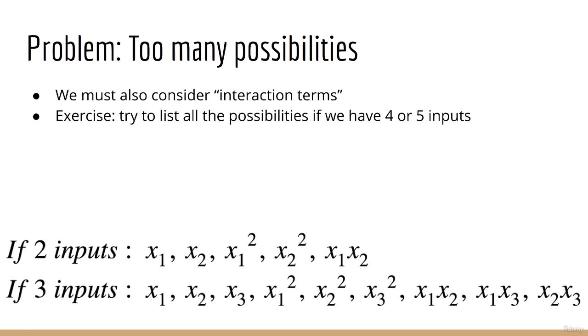As an exercise, you might want to list out all the possible combinations we could have if we had 4 inputs or 5 inputs. You should discover that the number of terms we have to consider grows quite fast, and thus feature engineering, even in this simple form, seems to be a somewhat clumsy solution.